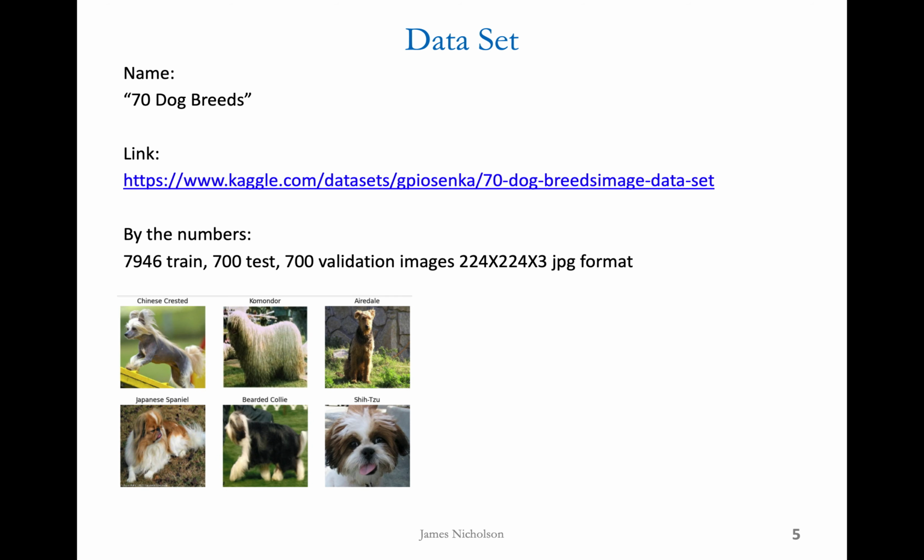The data set I use to train my models is called 70 dog breeds. It's a data set of 7,946 training images, 700 test, and 700 validation images. Dimensions being 224 by 224, and they are RGB.